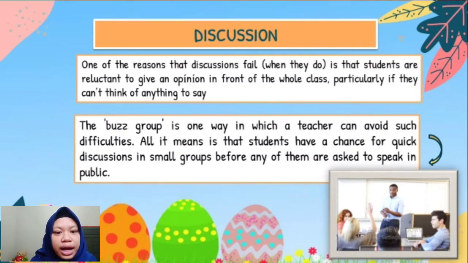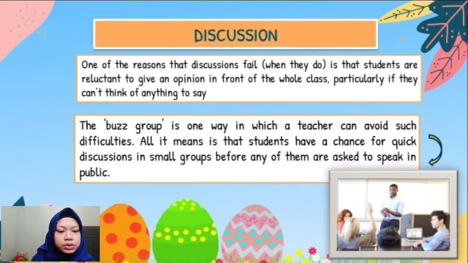Even if there are ideas to convey, students often feel that everyone will pay attention to them if they give an opinion. So, the buzz group is one way for the teacher to avoid this. Students have a chance for quick discussion in small groups before any of them are asked to speak in public. Students can think of ideas and language to express them in advance, so students don't feel pressure during learning.